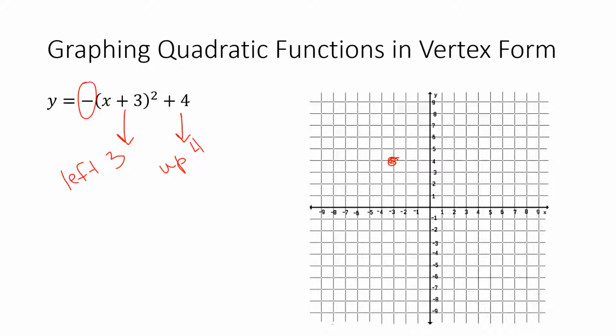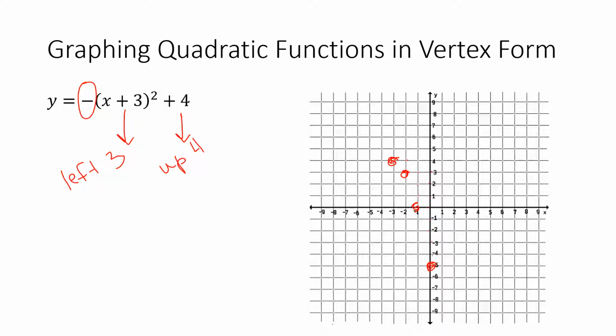Now the negative out in the very front just tells me that instead of going over 1, up 1, we're going to go over 1, down 1. And instead of going over 2, up 4, we're going to go over 2, down 4. So we're following the same pattern as the parent function, just it's going to be pointing downward this time. So from your vertex, over 1, down 1, back to the vertex, over 2, down 4, and back to your vertex, over 3, down 9, 1, 2, 3, 4, 5, 6, 7, 8, 9.